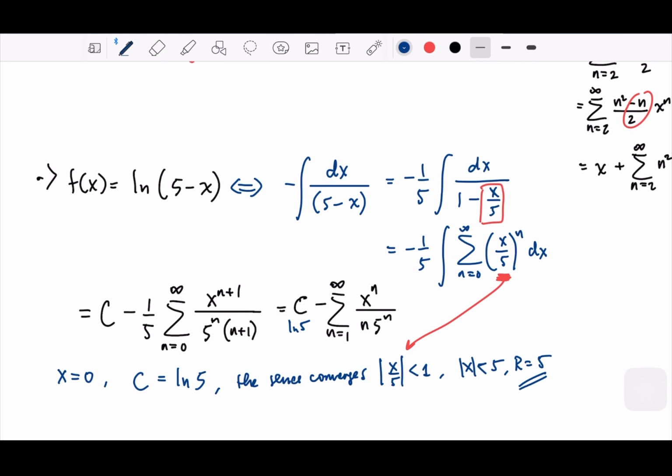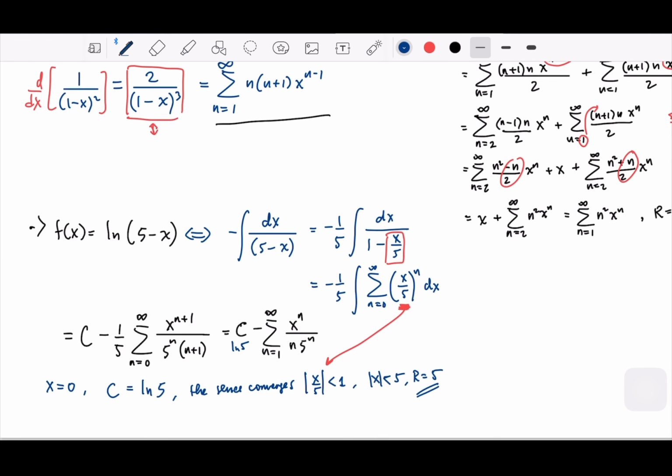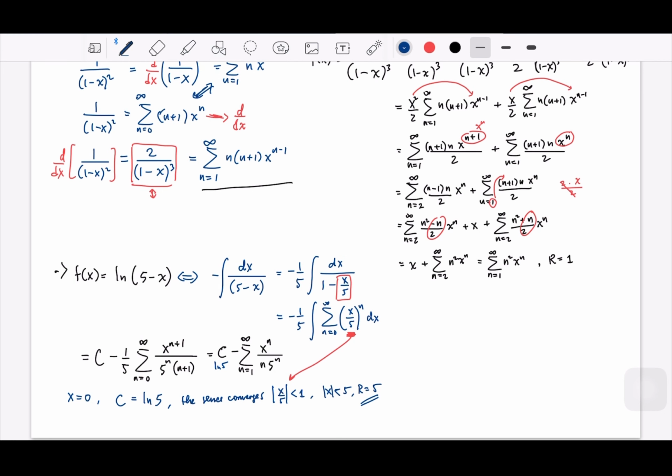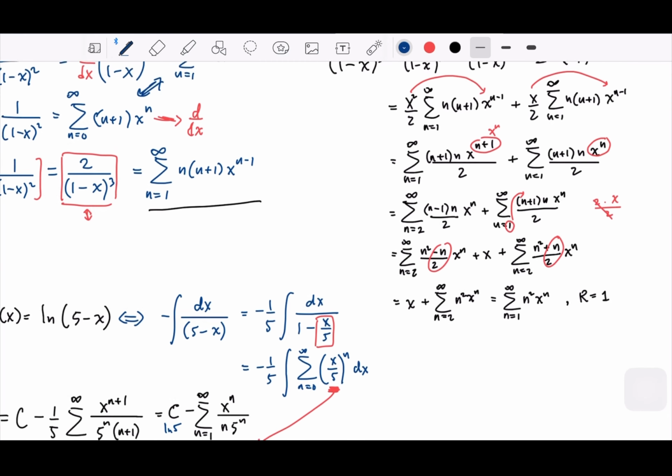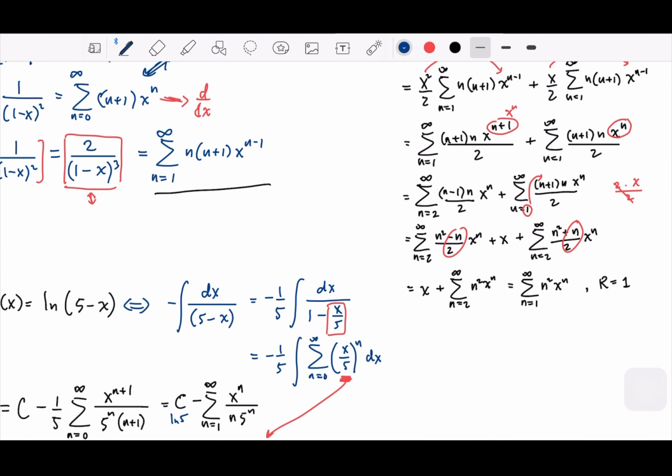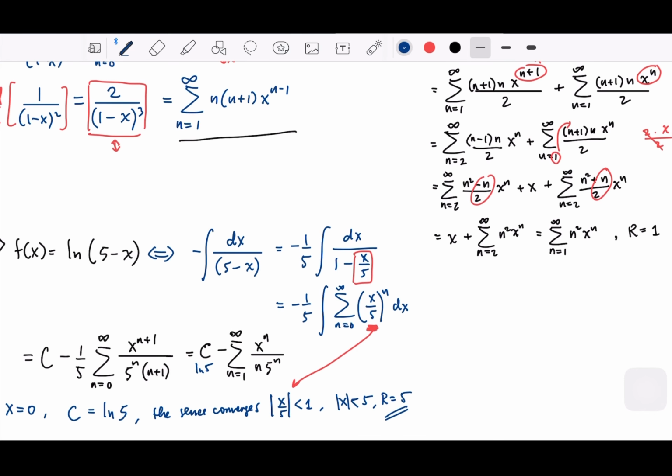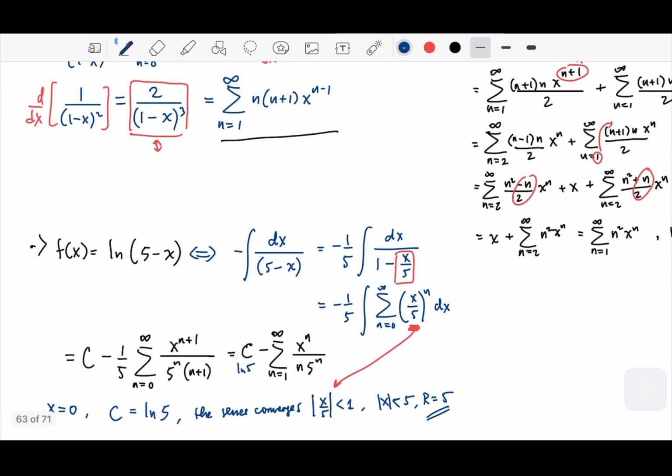Okay. I hope this additional content can help you to practice and utilize some basic knowledge on the representation of power series. Okay? Especially to solve some derivative or integral within the power series. Okay.